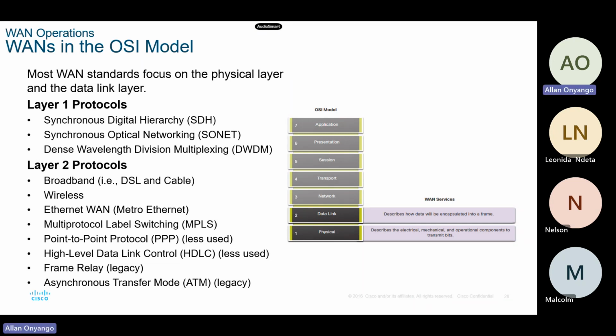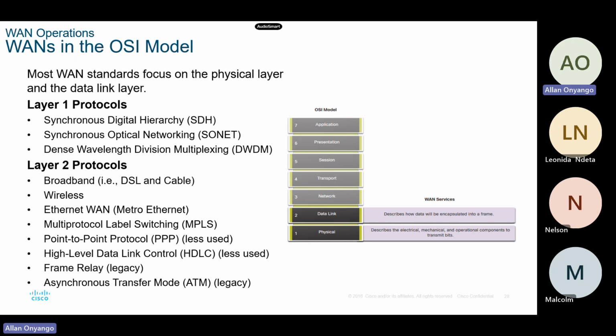Wide area networks normally operate within the first two OSI layers. They operate within the physical layer and the data link layer. Within the physical layer, there are protocols that implement WAN. One is called the SDH, basically used by fiber optic, the synchronous digital hierarchy. Then there's SONET, the synchronous optical networking. We'll talk more about them soon. Then we have the dense wavelength division multiplexing, DWDM.